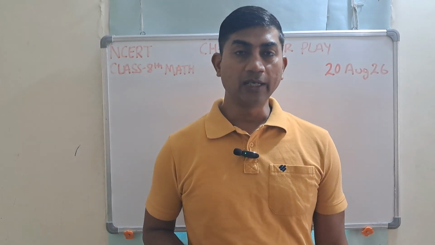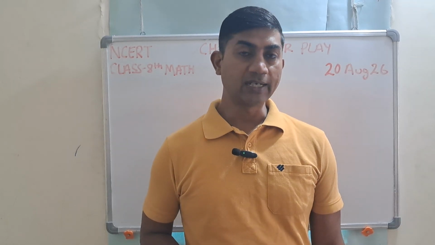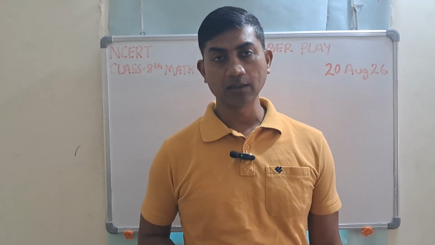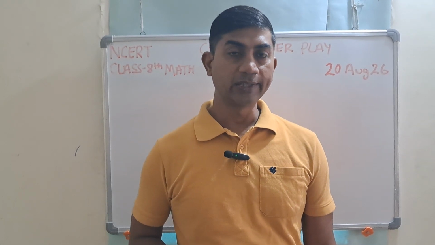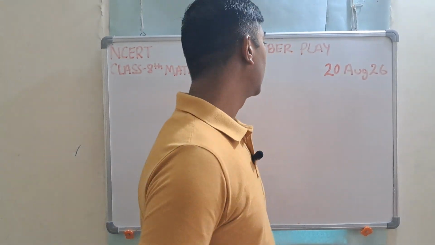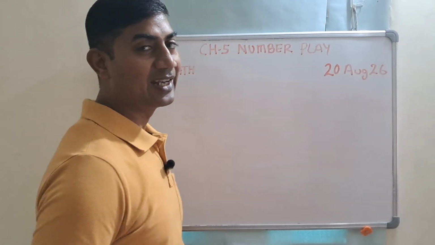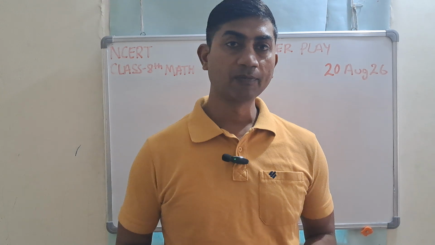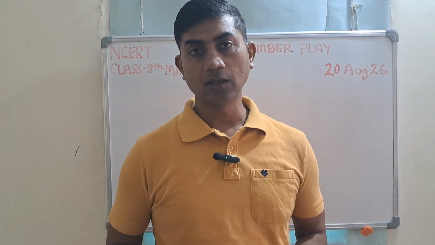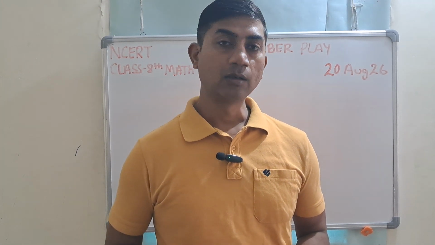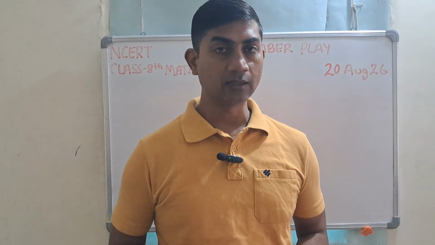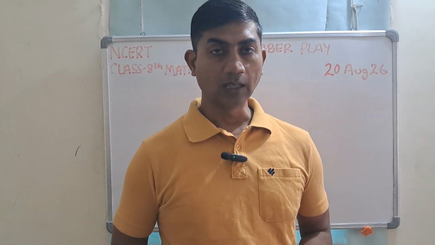What we have studied in the previous class, we will revise, and then we will continue in the chapter. What we saw in the previous class is that if we take any 4-digit number and apply the mathematical operations, addition and subtraction, we always get an even number as the result.